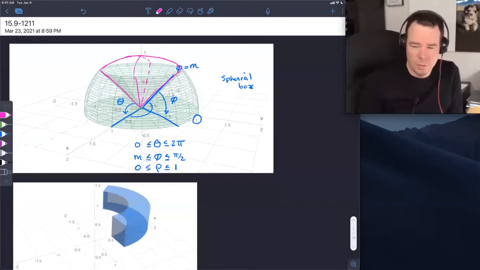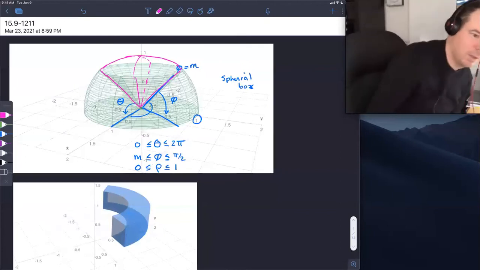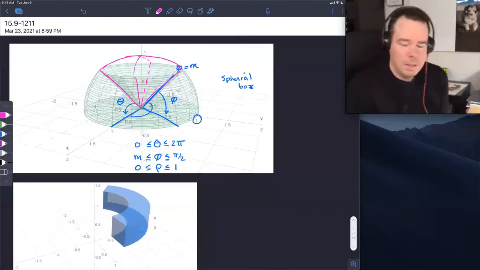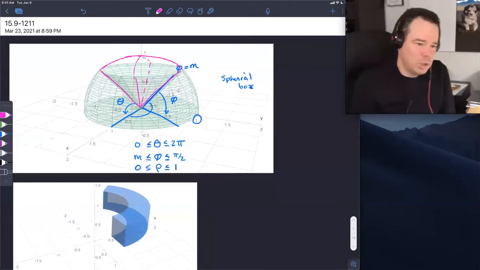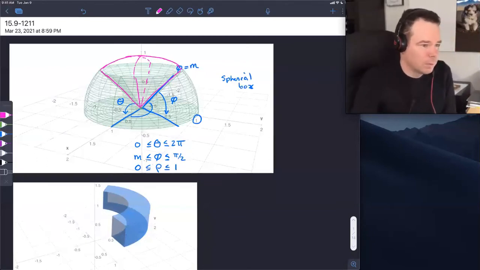Phi goes from 0 to pi in that case, theta is 0 to 2 pi, and rho goes from 0 to whatever it is, 1 in that case. So that's a spherical box, and then the complement of it is also a spherical box. These are various things that are much easier to integrate over in the spherical coordinate system than in rectangular coordinates, because these have all constant limits of integration for the three variables.